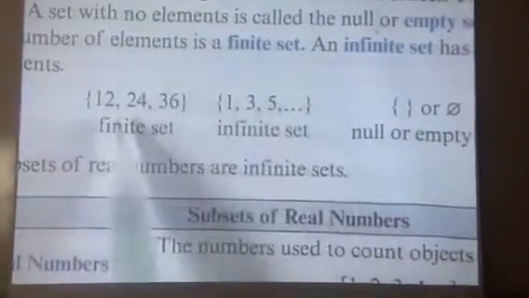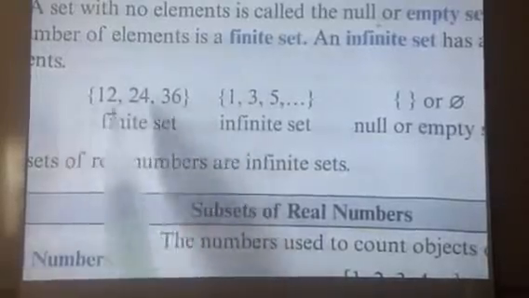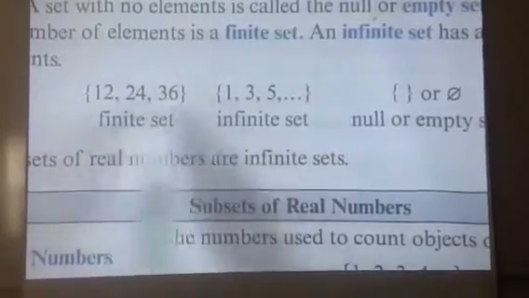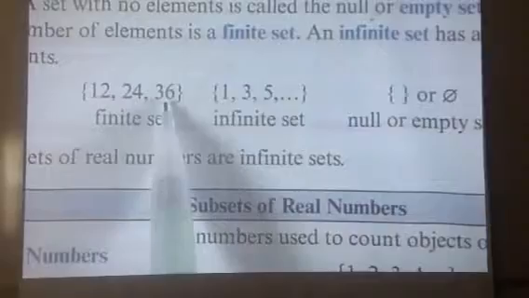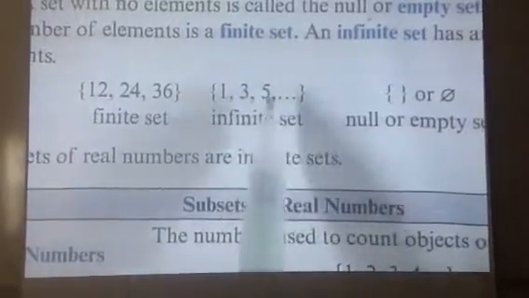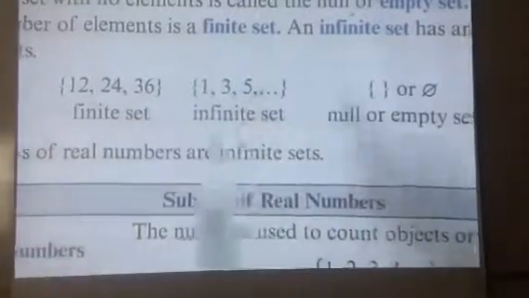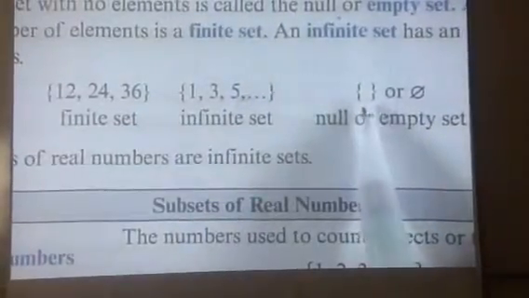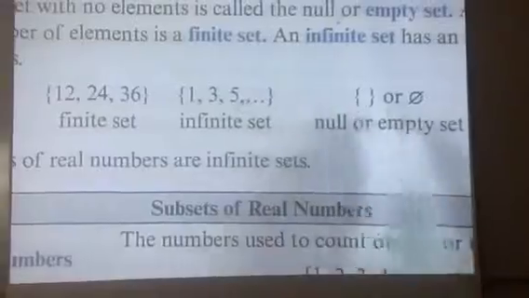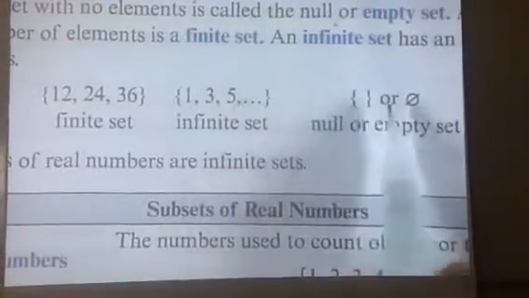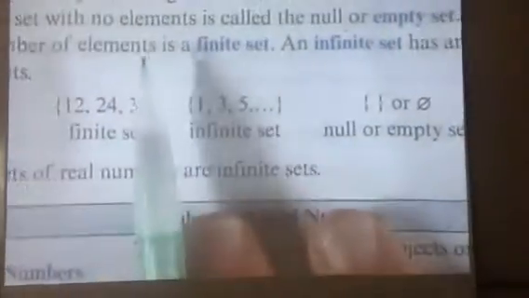Okay, so a finite set is just a set of numbers that is just the numbers within those brackets. So 12, 24, 36. Those are the only numbers in that set. An infinite set keeps on going. That's what these 3 dots or these ellipses mean. It means that set keeps on going on forever. A null set or an empty set has nothing in it. So no numbers or no variables within that set. So a set is just a collection of objects, usually going to be numbers.